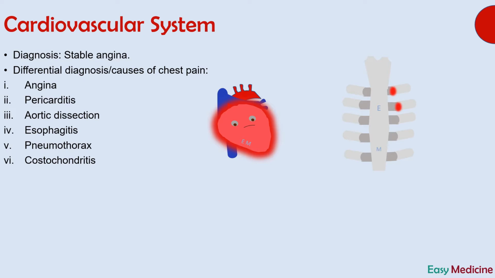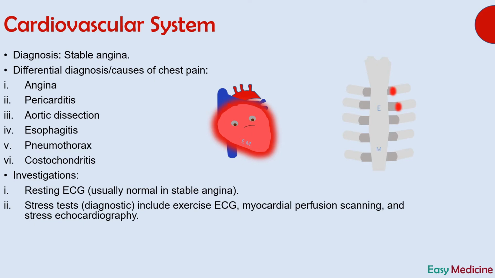All the previous 3 questions asked about investigations which can help you diagnose this condition. So these are resting ECG, which is usually normal in patients with stable angina, and stress tests, which are actually diagnostic in case of stable angina. And these stress tests include exercise ECG, which is also called stress ECG, myocardial perfusion scanning, and stress echocardiography.